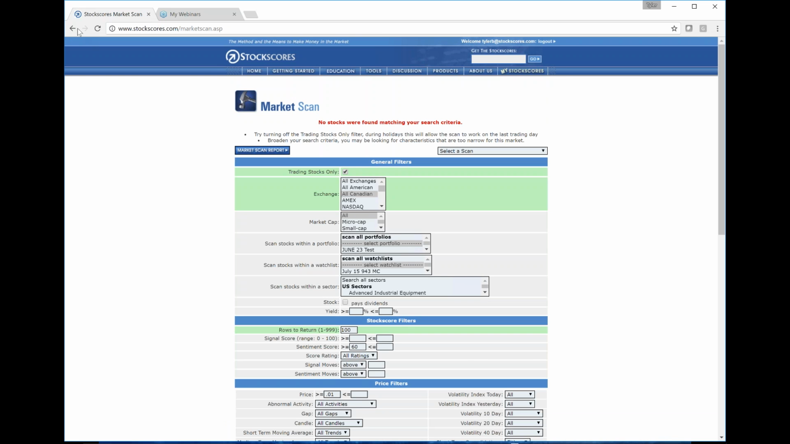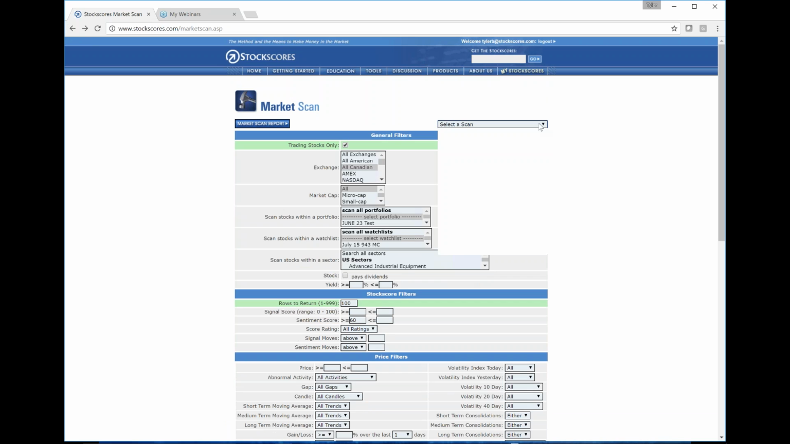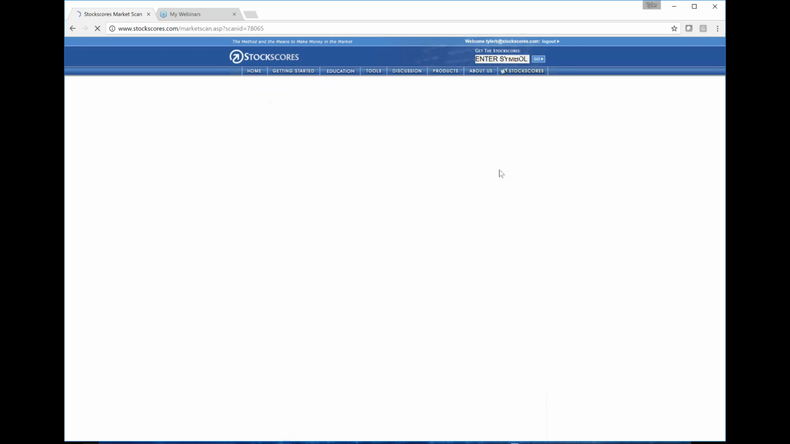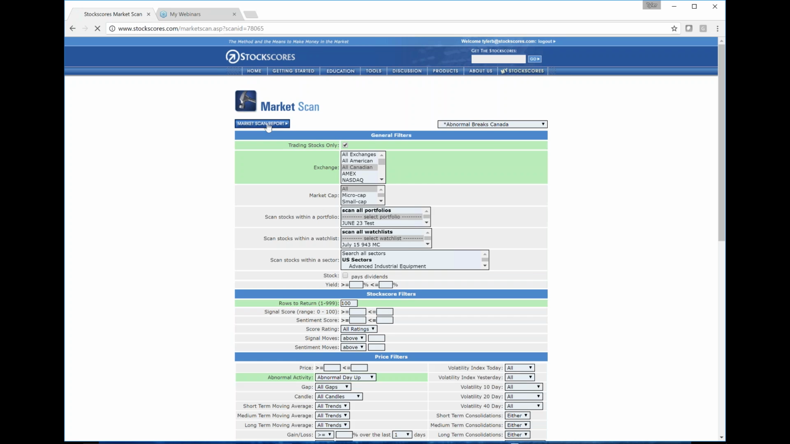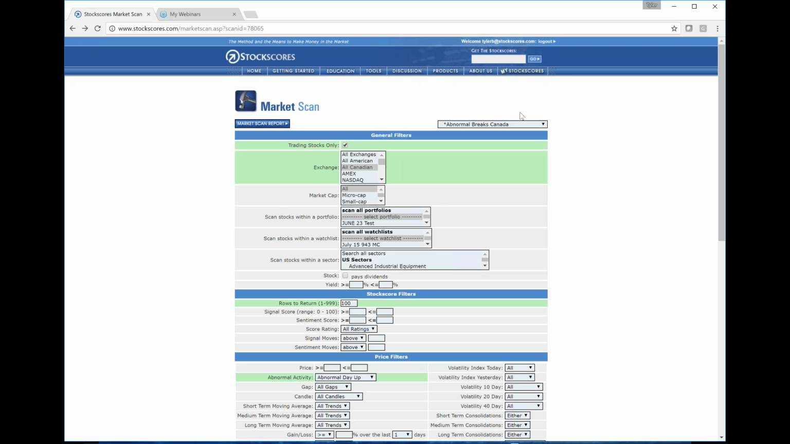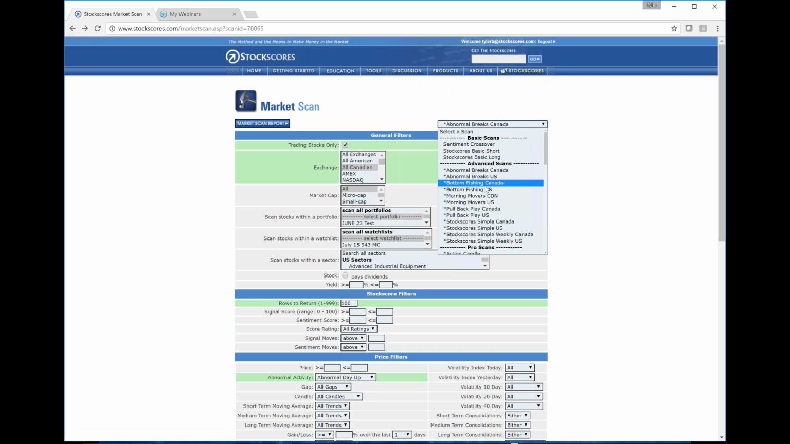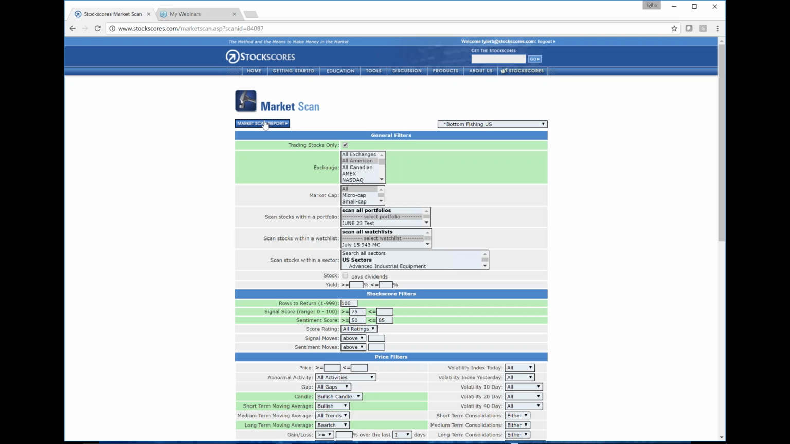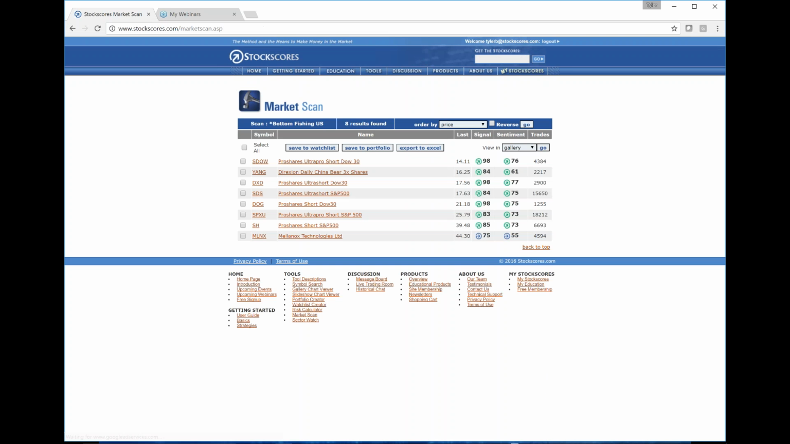Now, that happens sometimes. I can go back. I can select a preset scan, so I could say Abnormal Breaks Canada, run that, and it found 2. All right, so you can see that it's very fast. From the time I take to select the bottom fishing strategy for the US and hit market scan report, it's almost instantaneous how quickly you get the results.